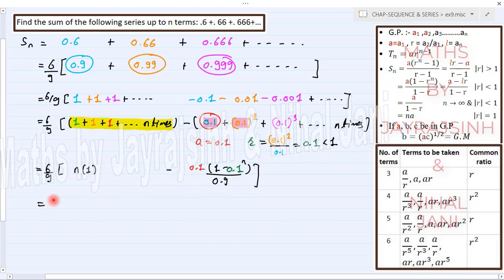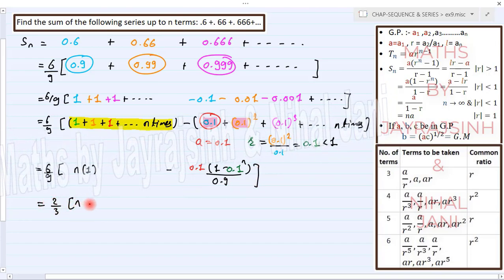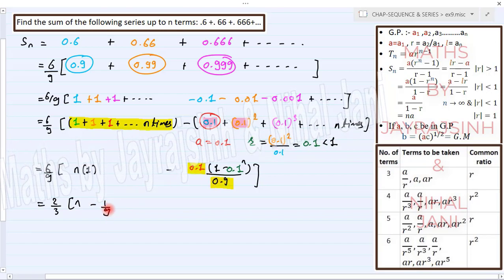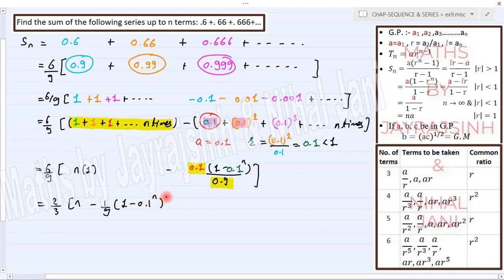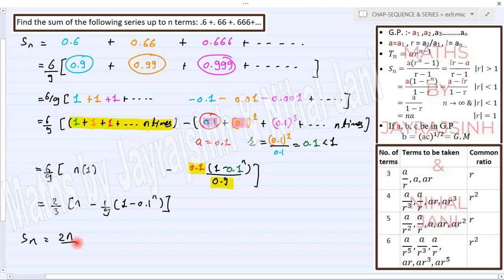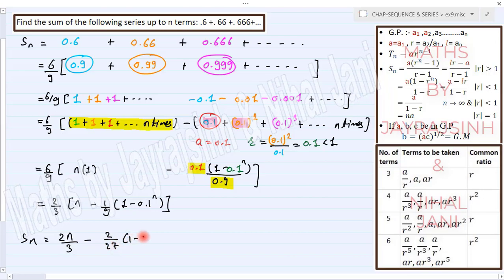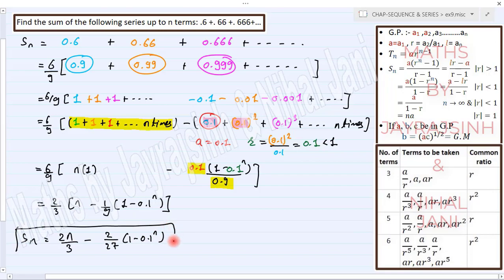So here we'll get 2 by 3 into n minus 0.1 by 0.9, which will be 1 by 9, into 1 minus 0.1 raised to n. And to get the final answer, let's open the bracket. You will get 2n by 3 minus 2 by 27 into 1 minus 0.1 raised to n. Ta-da!